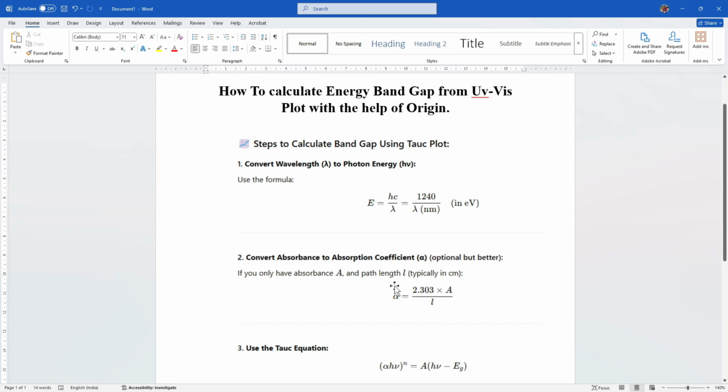Firstly, we have to convert the wavelength into energy, that is equal to hc by lambda, and we can calculate it directly with the help of 1240 divided by lambda, which is in nanometer, and we can get the energy which is in electron volt.